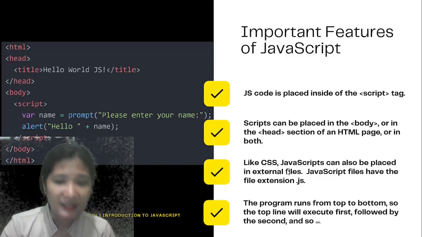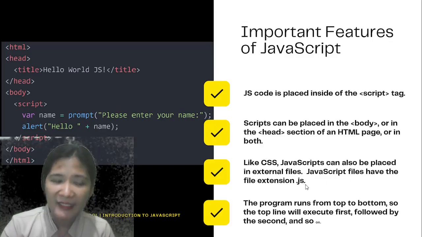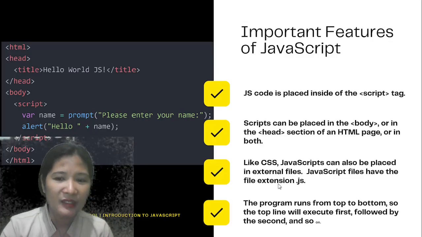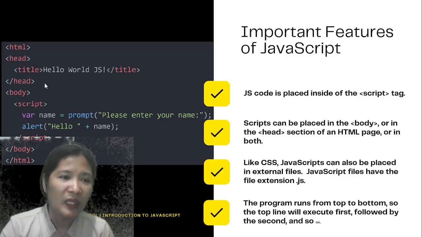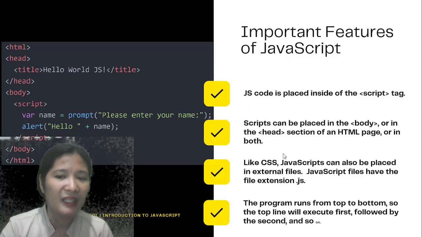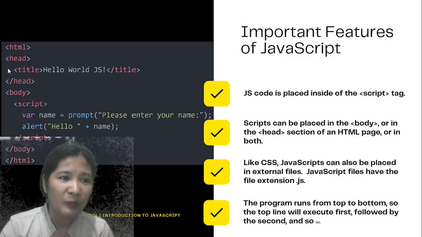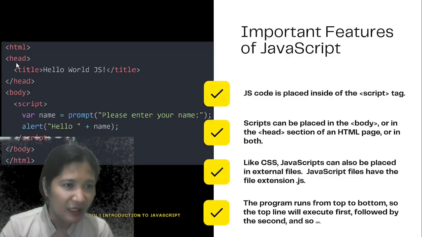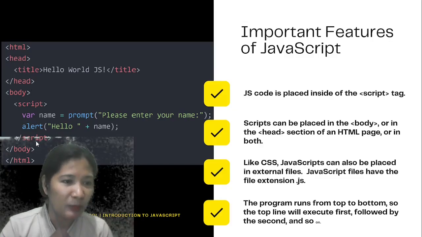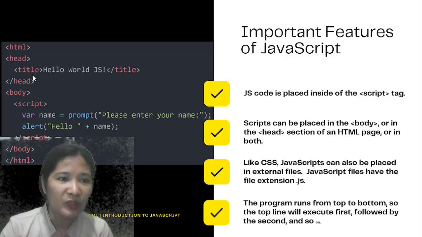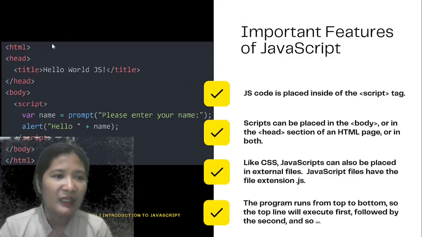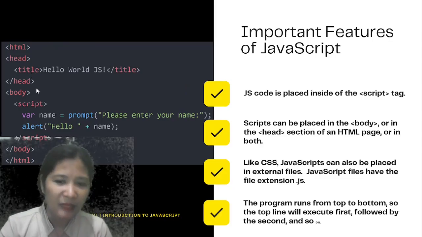Like CSS, JavaScript can also be placed in an external file. Okay, so JavaScript files have the file extension .js. If we have to use external JavaScript files, we have to put that either in the head or in the body section, but we have to link it. So we have to include the source and link it to our HTML element.